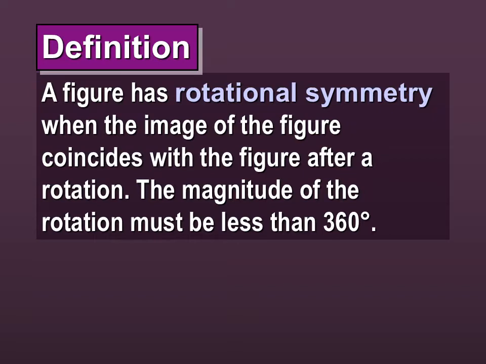So the next type of symmetry I want to talk about is rotational symmetry. This is just like the rotation transformations that we've talked about. This is the difference though. Rotational symmetry happens when the image of the figure, remember that's the second thing, not the pre-image, but the actual image, coincides with the figure after a rotation. So basically, you do a rotation and it's right on top of each other. The magnitude of the rotation must be less than 360 degrees.